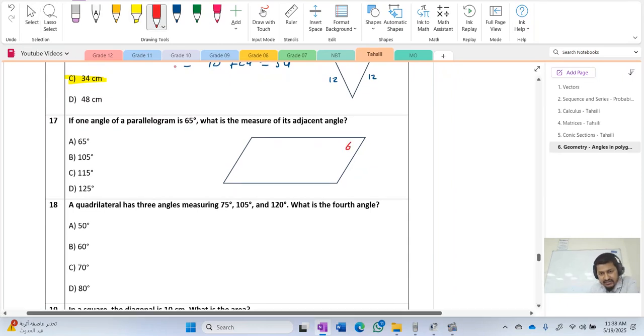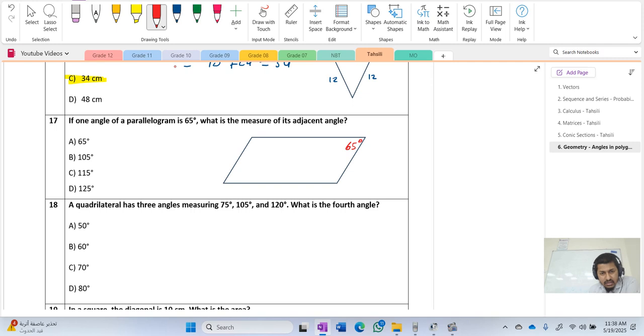So angle B is equal to 180 minus 65. So I think you get 115, right? Because the sum of 65 plus angle B will give me 180. So just take 180 minus 65. So the answer is C. Moving on to the next question, question 18.